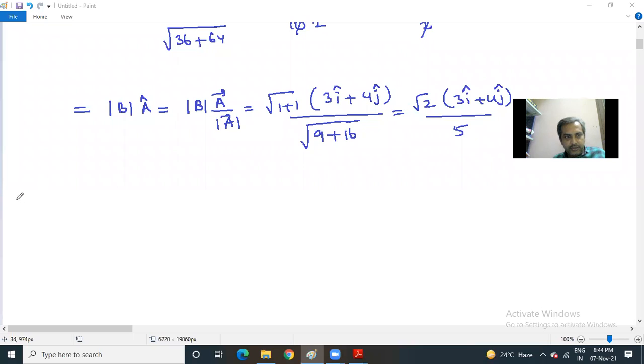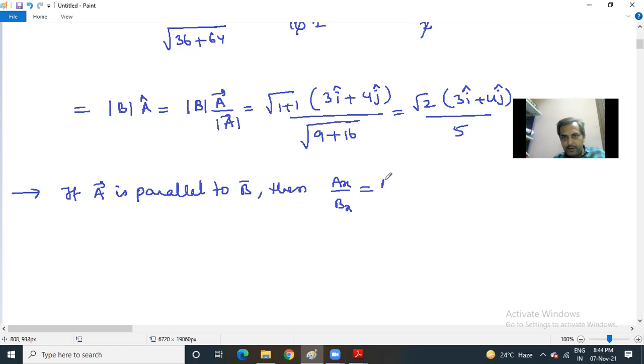Let us discuss a conceptual point here. If A bar, so it's a vector, is parallel to B bar, then AX by BX, subscript of course, AY by BY, AZ by BZ is equal to constant.